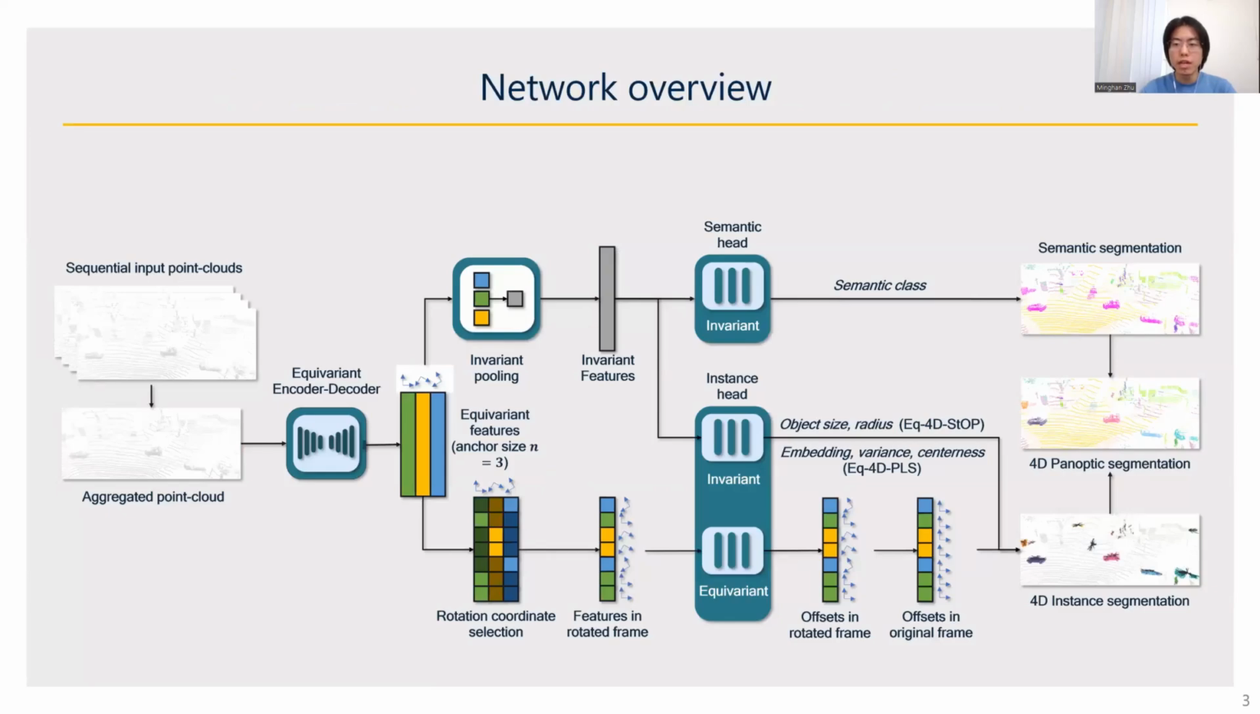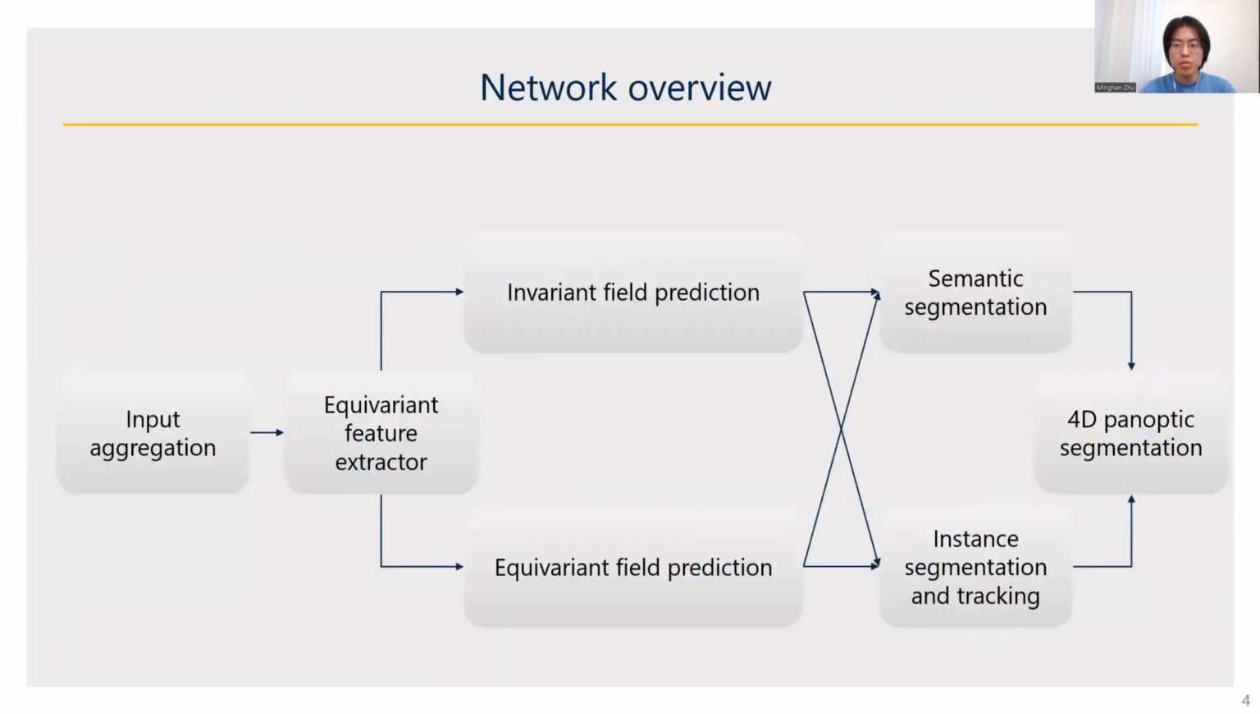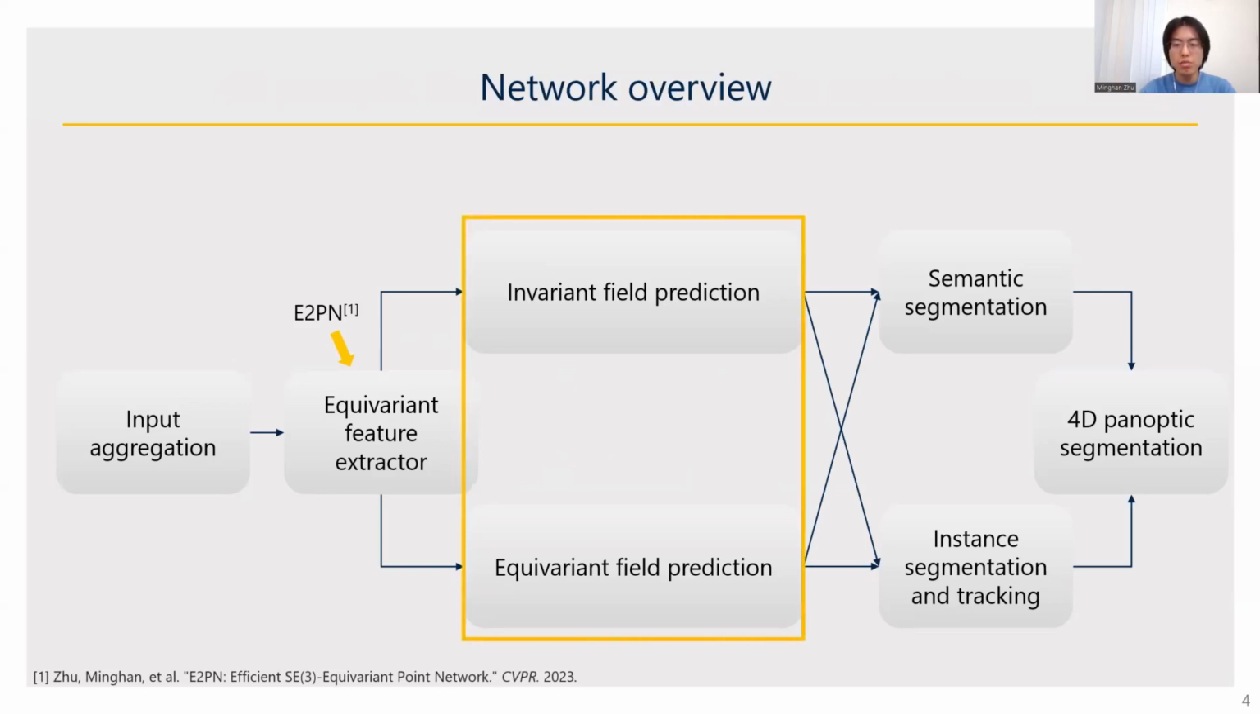This is an overview of our network. Without going into the details, we can abstract it into this diagram. We first aggregate the sequential scans together and use an equivariant encoder, which is E2PN here, to extract the features. The features are processed through two modules called invariant field prediction and equivariant field prediction, and then fed into the semantic and instance segmentation heads. We will focus on the invariant and equivariant field prediction in this presentation.